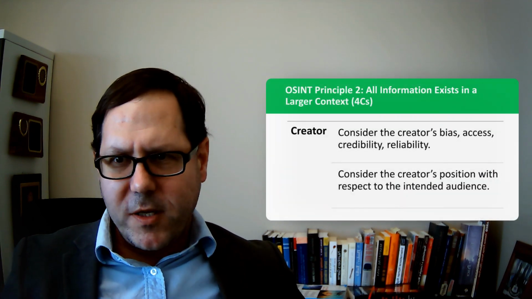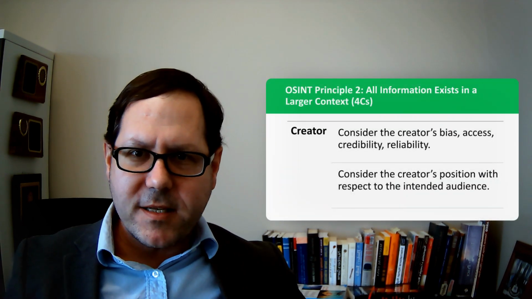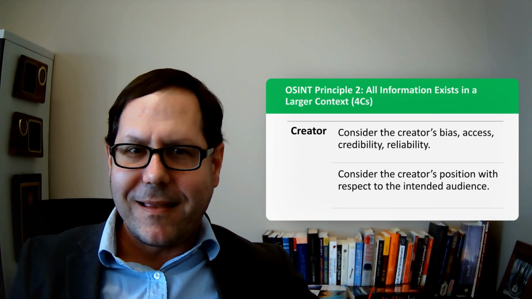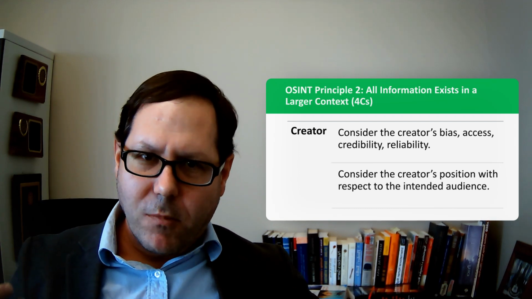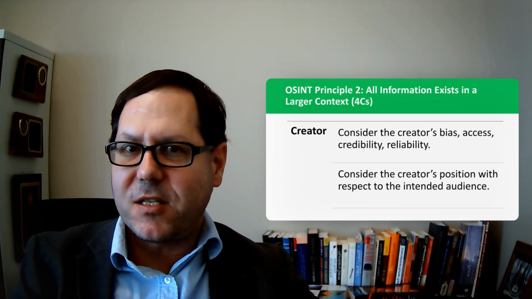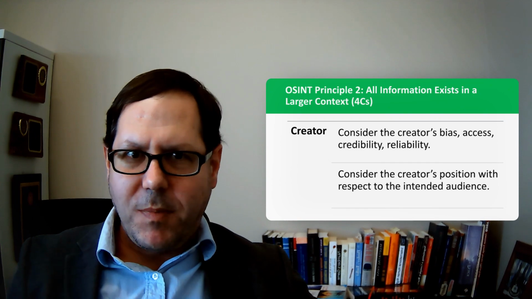Okay, so the first one is to understand the culture. The second one is to understand the catalyzing event. The third one is to understand the creator, right? Who is creating this? What's their bias? What's their motivation? If we're evaluating the information that they have, do they have the access or the credibility or the reliability to be able to do this?